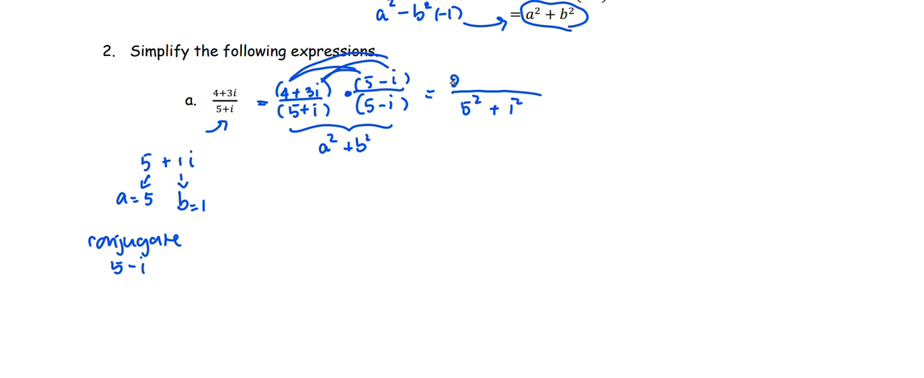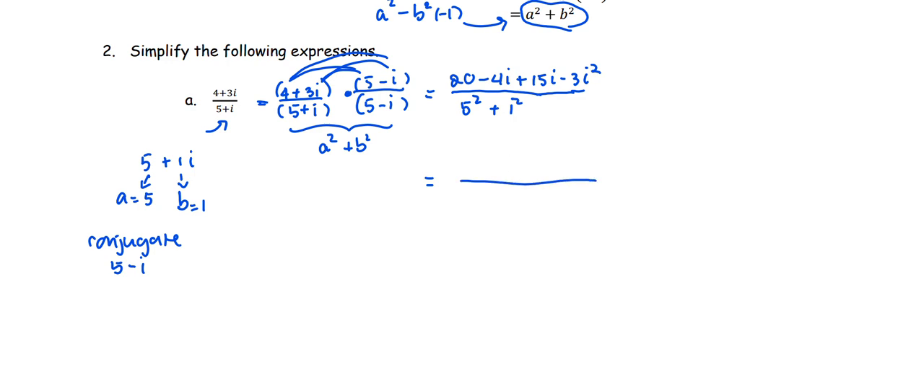4 times 5 is 20. 4 times negative i is negative 4i. 3i times 5 is positive 15i. And the last term times last term becomes negative 3 times i squared. And then we just simplify further.